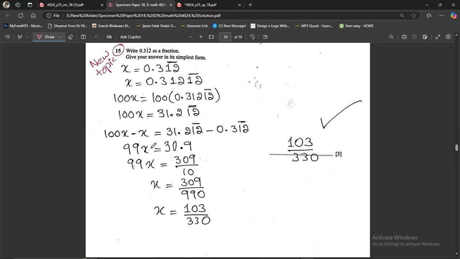So you are left with 99x equal to 30.9. I will remove the decimal of that 30.9, and downstairs I will write 10. So you will have 99x equal to 309 divided by 10. Now this 99 will go to the other side. It is multiplying here. On the other side, it will divide. So you will have 309 divided by 990. When you cancel it with the table of 3, you will get 103 divided by 330. This is the new topic which has been added.